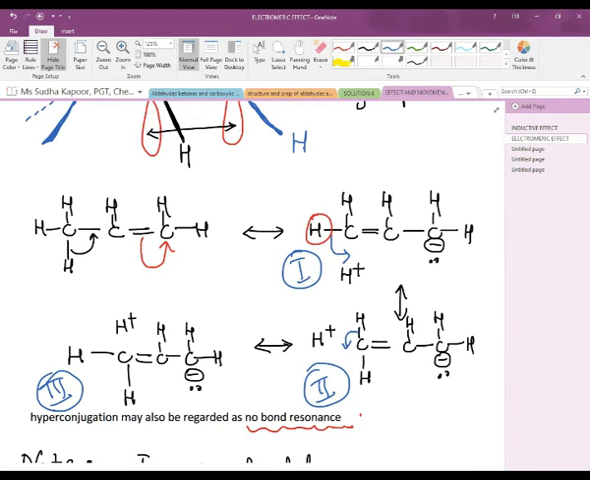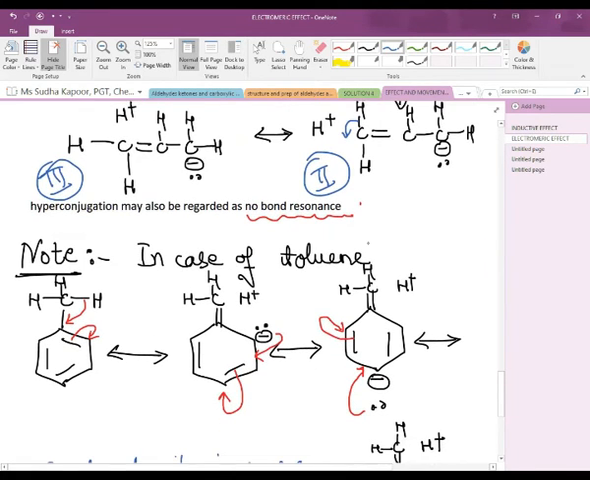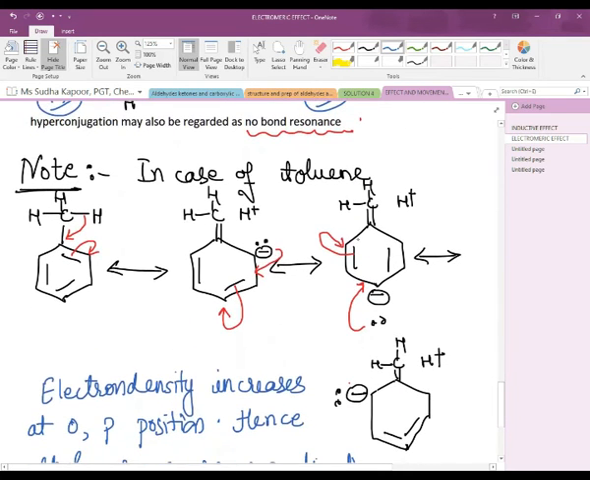So this type of hyperconjugative structures are also known as no bond resonance, because the bond is shifting to that place where there is no bond. So delocalization following the no bond character. Now let us take one example in which we can find the application of hyperconjugation. Let us take the example of toluene, also known as methyl benzene.